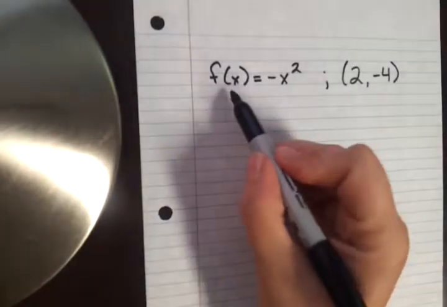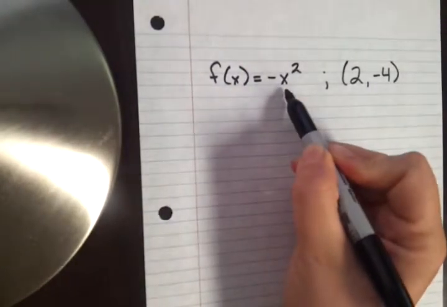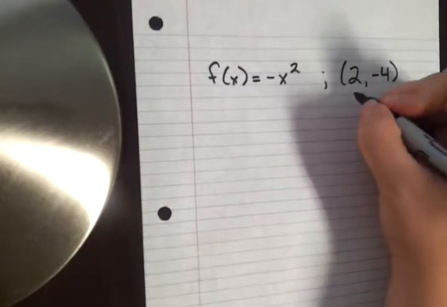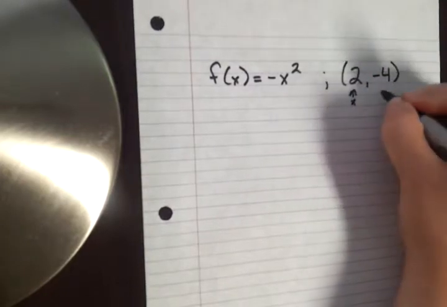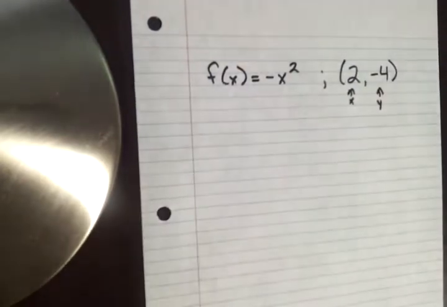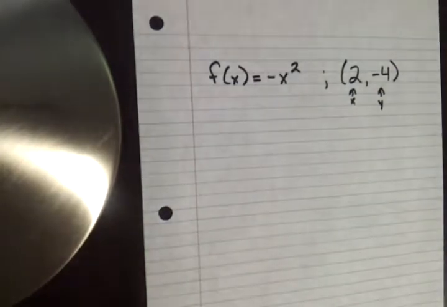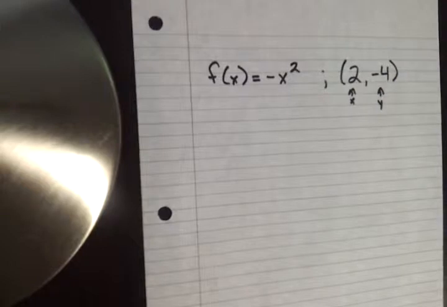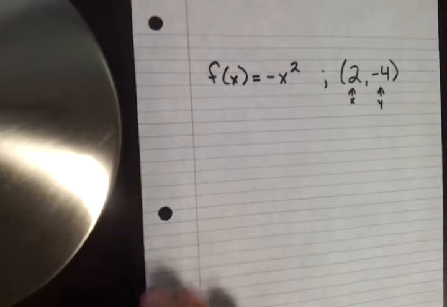So they're giving us this function, f of x equals negative x squared, and they're also giving us a point, and this is the x coordinate in our point, and this is the y coordinate in our point. So we have a point at x equals 2, y equals negative 4. And they're asking us to find the slope of the tangent line at that point. So when we find the slope of a tangent line, that's the same thing as finding a derivative, the same thing as finding f prime, it's the same thing as finding an instantaneous rate of change. Those were all the exact same thing.